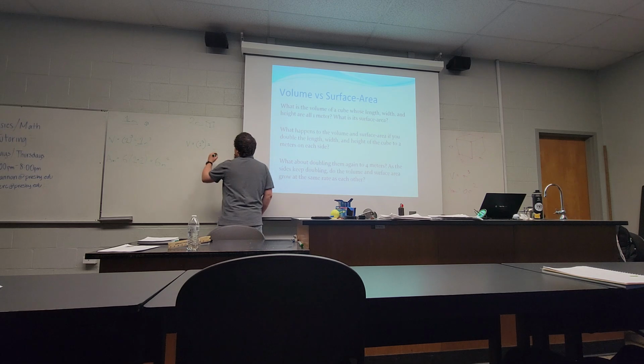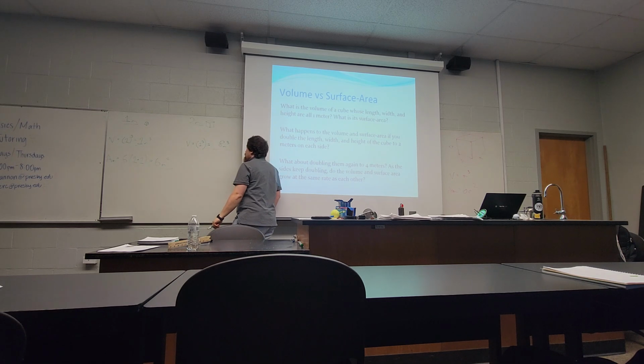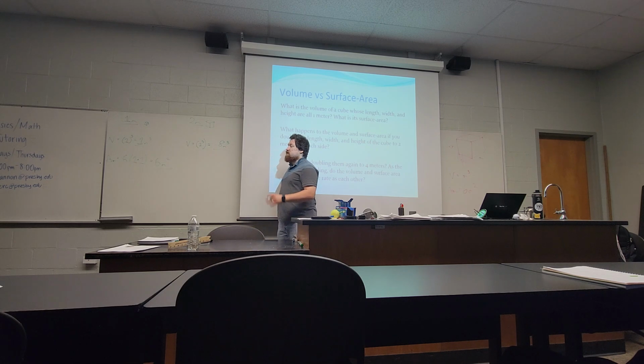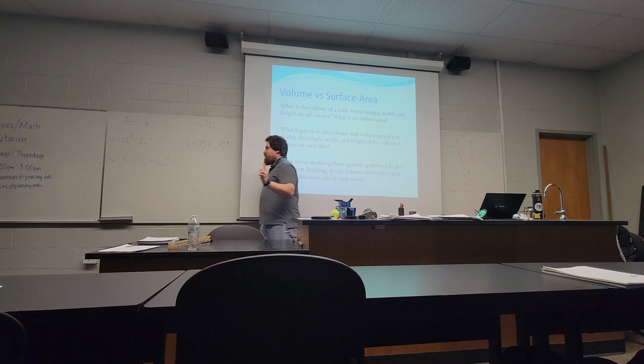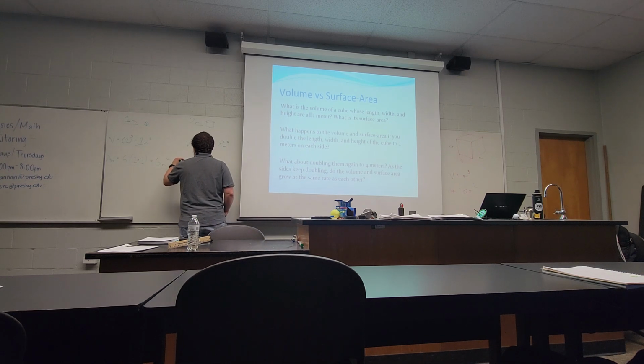Eight. Very good. 2 times 2 times 2 is 8 meters cubed. So doubling its dimensions octupled the volume it takes up. Meanwhile, for its surface area, that would be 6 times 2 squared. I'll write out 2 times 2.